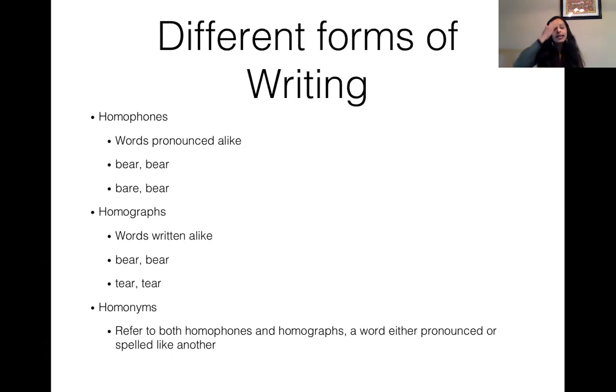There are different forms of writing, and again, it's easy to disambiguate when you're writing. So homophones are words pronounced alike, like bear and bear, and homographs are words written alike, like B-E-A-R and B-E-A-R, and homonyms are both homophones and homographs, a word that's either pronounced or spelled like another. These are very, very difficult to disambiguate in speech. And unless you are paying very close attention to the context, it's very difficult to get the meaning of it. So that's a clear advantage to writing, because in writing, you can clearly see the meaning, and then you also have all that extra context in the paragraph supporting the use of one word over the other.